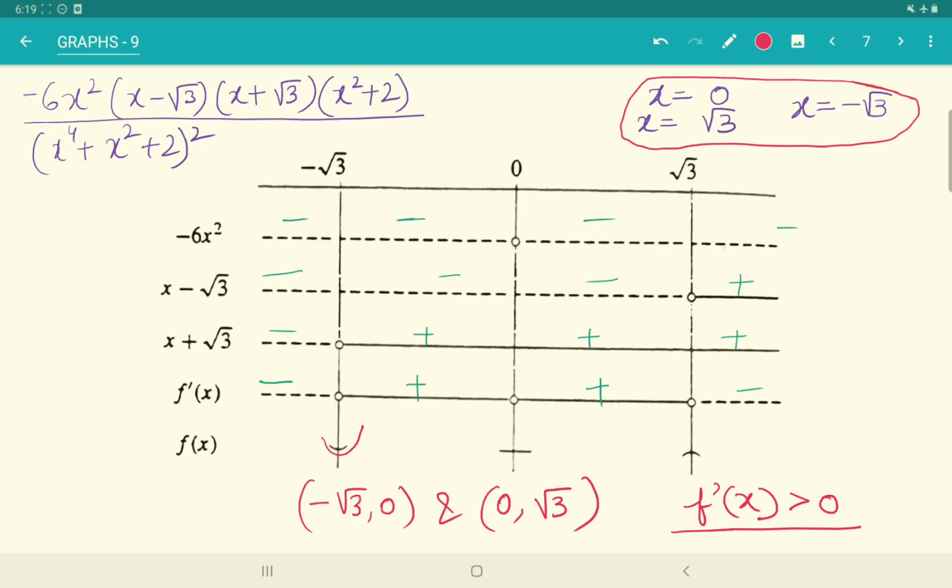X is equal to minus root 3 is a stationary point, and we see that it is a local minimum point. If I take up x is equal to root 3, I see that the function is increasing to the left, decreasing to the right. That means x is equal to root 3 is a local maximum point. So that's how we have classified the stationary points of this function.